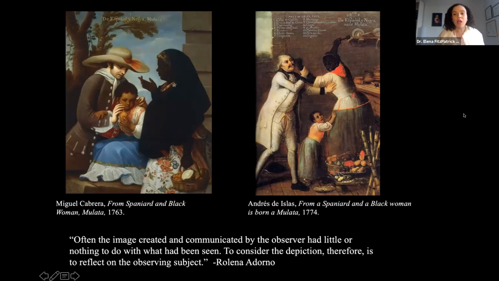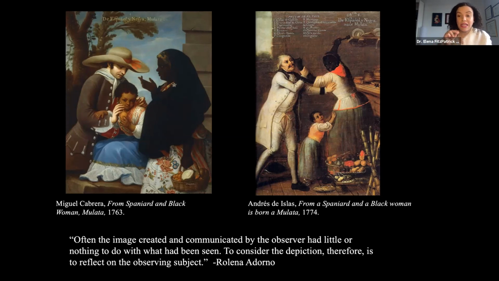So I wanted to round out the conversation with thinking about the development of casta painting as a genre. And I brought in these two comparisons. I think it's a really helpful one for students. The one on the left by Miguel Cabrera is From Spaniard and a Black Woman, a Mulata. And then the one on the right by Andres de Islas, same subject, From a Spaniard and a Black Woman, Mulata, painted just a few years later.